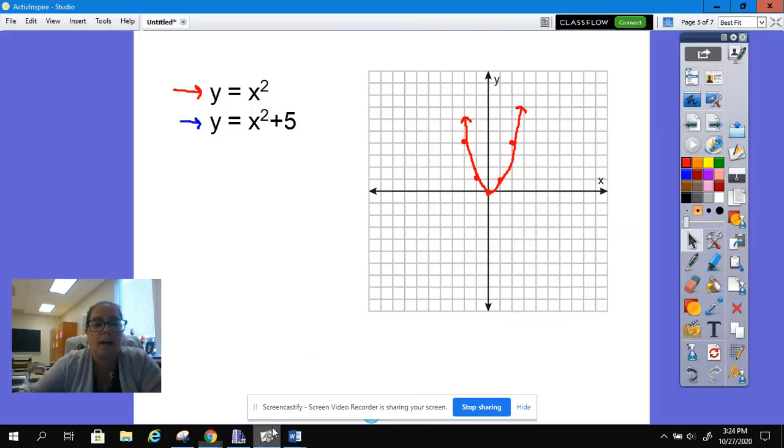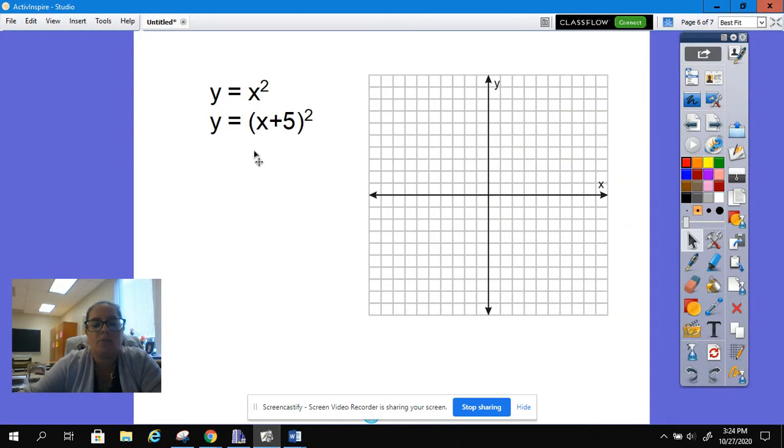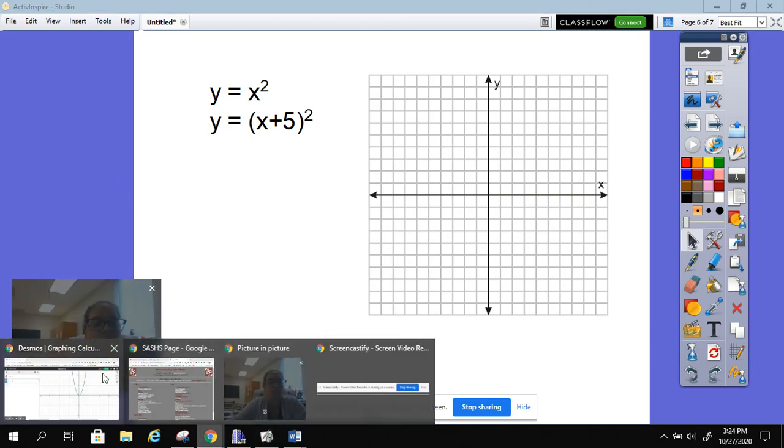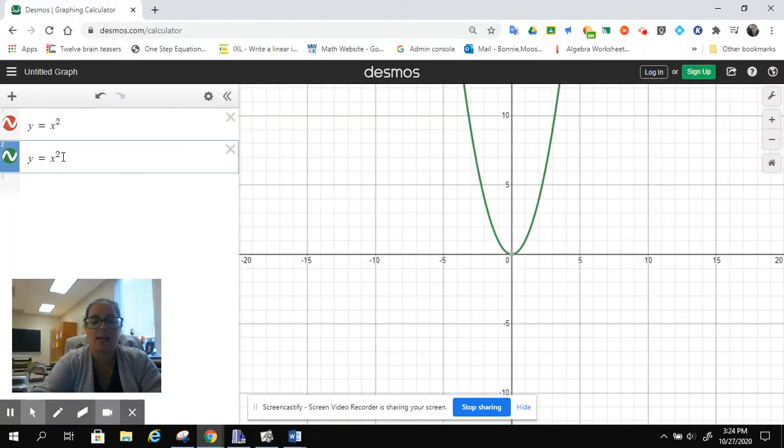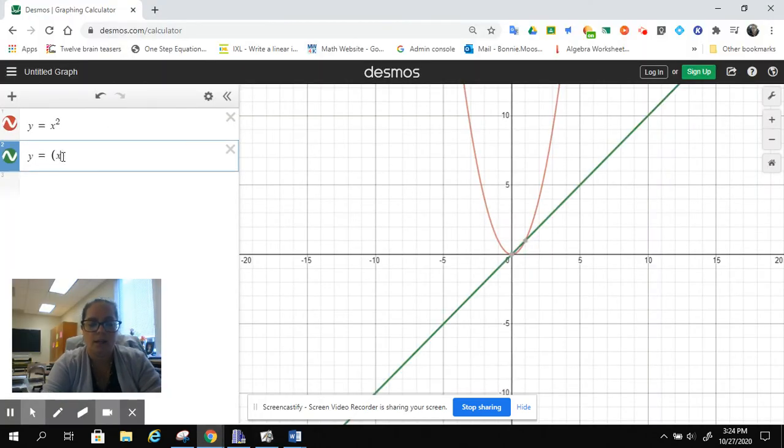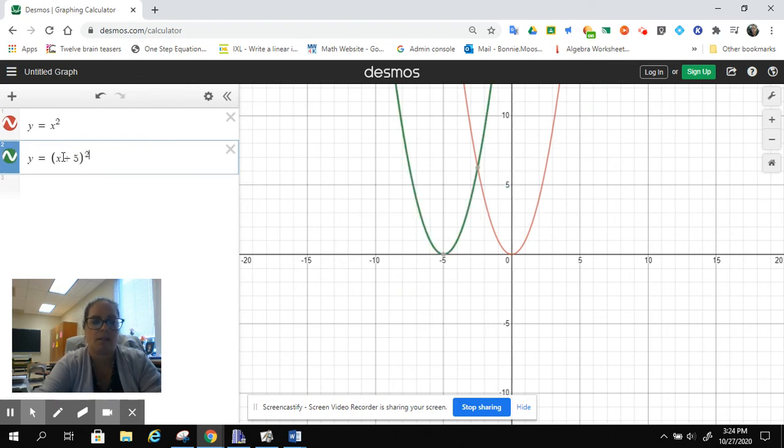For the next graph, I'm going to give you something similar to this. Notice that is wildly different. The 5 is now inside of the parentheses. There's parentheses, like it's crazy. But I can still do the same thing in my graph. And I can then instead type parentheses, x plus 5, parentheses to the second power. And here's what it does.